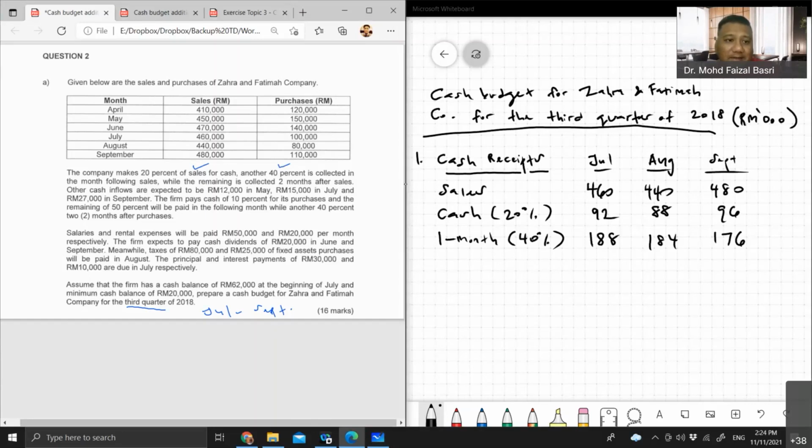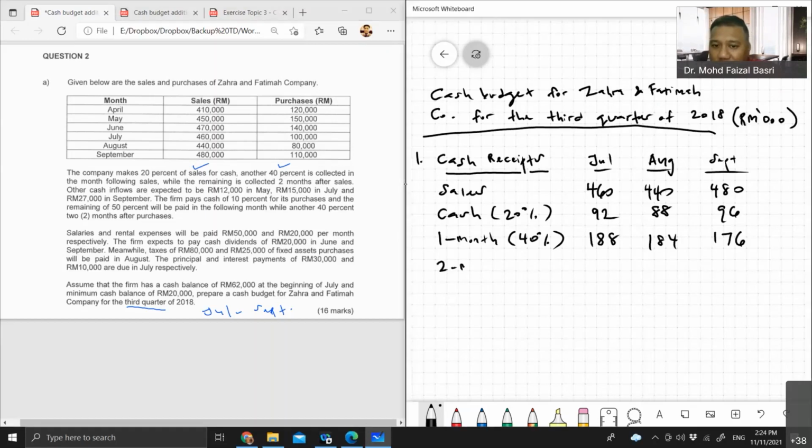Okay, next, the remaining is collected 2 months after sales. Collected 2 months after sales. So meaning there's another payment. If you look, so far it's only 60%. We know we have the remaining 40%, and this remaining 40% will be received 2 months later, 2 months after sales. So I'm going to put another item here, 2 months. And what is the ratio? Because so far we have 60%, so the remaining will be 40%. Okay, the balance 40%.